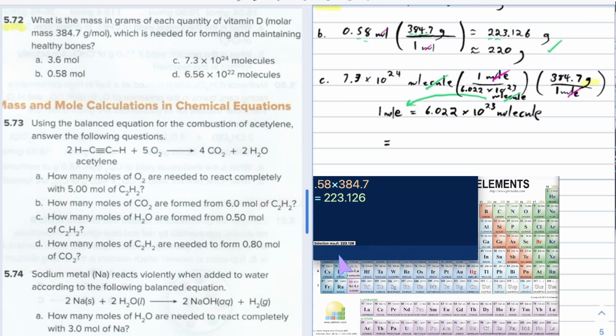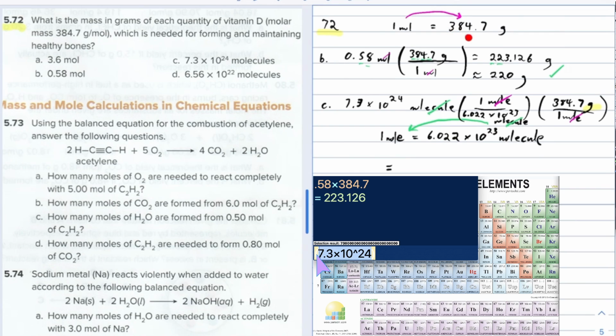If you're not sure, again, just use parentheses. 7.3 times 10 to the 24. So you see that this number right here of molecules, that's bigger than Avogadro's number. So we have more than a mole. We should expect that we're going to have more than 384.7 grams, because we're starting with more than a mole of molecules.